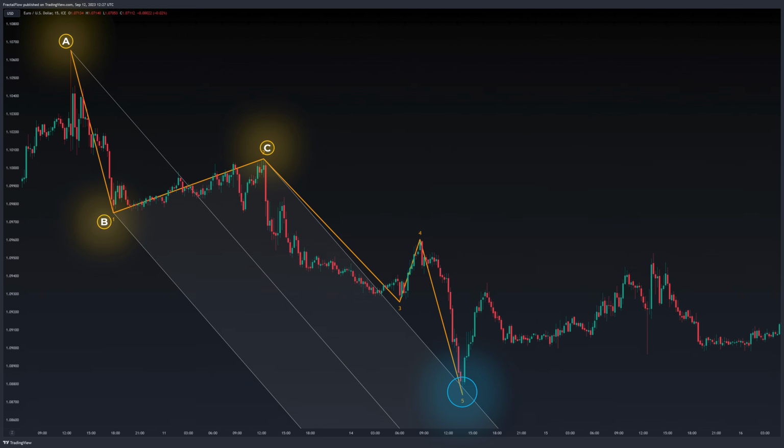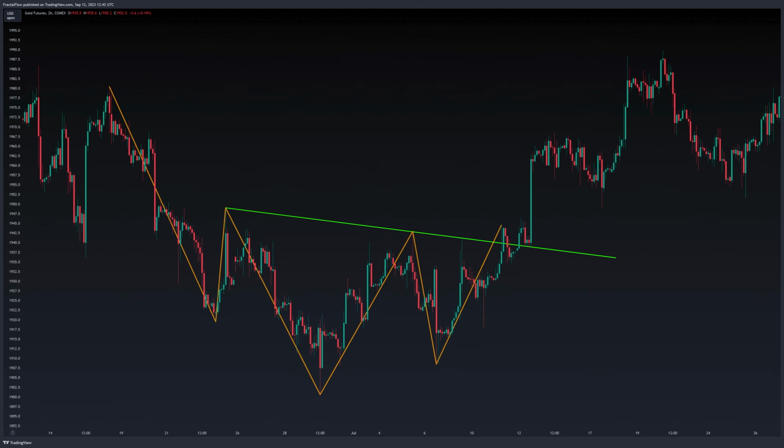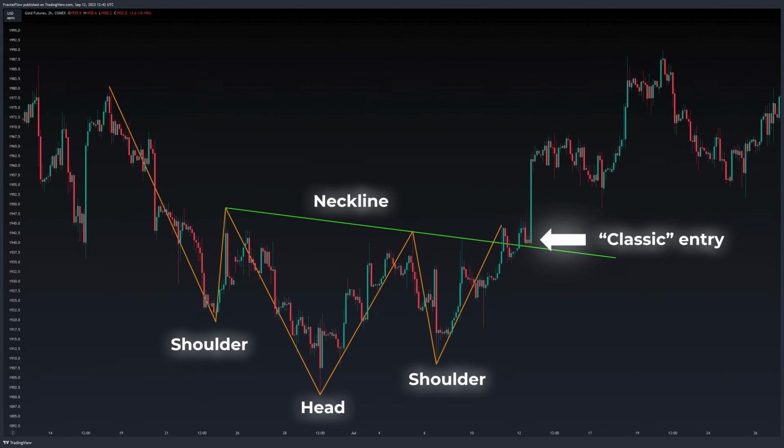We can also use the pitchfork to enhance the application of common chart patterns that are known to have late entries. For example, in this chart you can see the 2-hour time frame of gold futures. The orange lines highlight the famous inverted head and shoulders pattern, and the green line is the neckline, which shows the place where the pattern is confirmed. However, notice how the breakout of the neckline happens well into the uptrend, meaning that it's a very late entry.